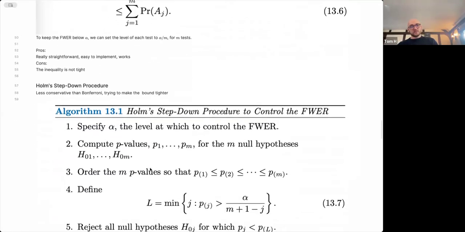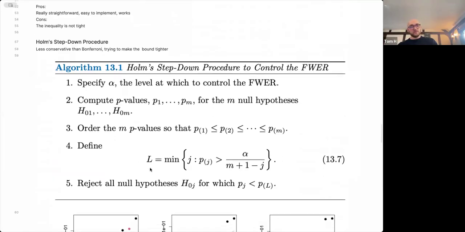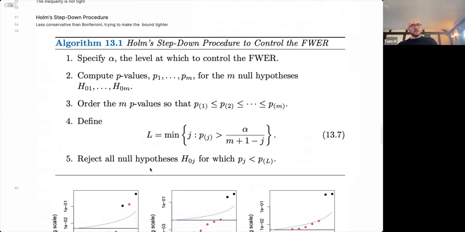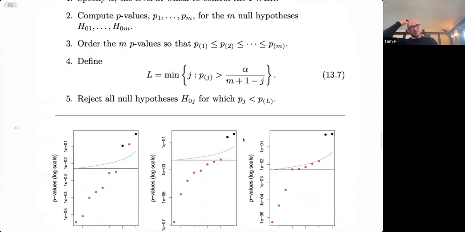So this is the algorithm. You've chosen your alpha, which is the level at which you want to control your family-wise error rate. You compute your p-values for all of your null hypotheses. You order them, and then set this value, which is the smallest index in your list that is greater than this value here. And then you reject all the null hypotheses for which your p-value is less than this critical value of p_L.